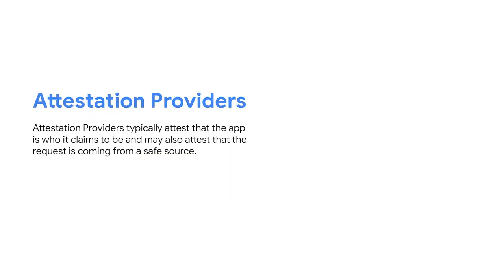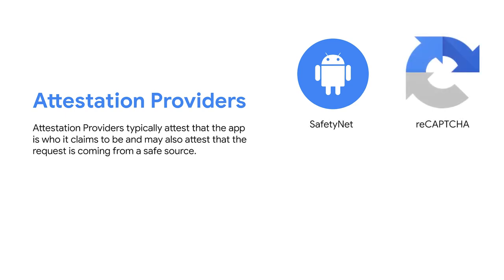Now that we've seen the flows, what attestation providers are supported on App Check? On Android, App Check is integrated with SafetyNet. When your app calls SafetyNet, it provides a cryptographically signed attestation, assessing the device's integrity. SafetyNet can be used to help determine whether your services are interacting with your genuine app running on a genuine Android device. For web, you can use reCAPTCHA to help attest that requests are coming from your hosted domain and are not from a bot.